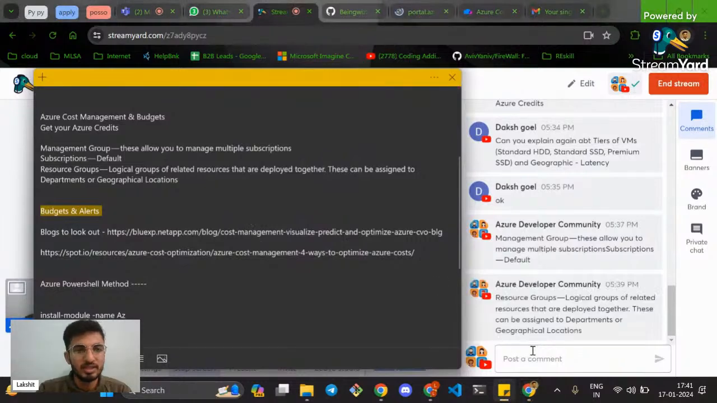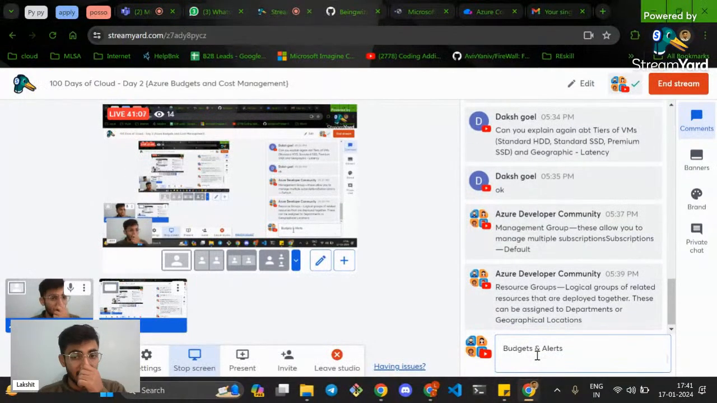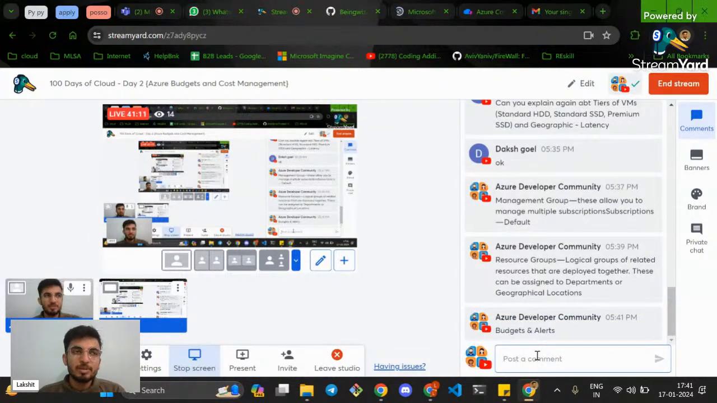Now there is one more thing that I was talking about, budgets and alerts. Now what are budgets and alerts? Budgets I have already covered, and alerts as well. Suppose you have to make a particular budget for one particular month, you can set up a budget and you can set up an alert, right?